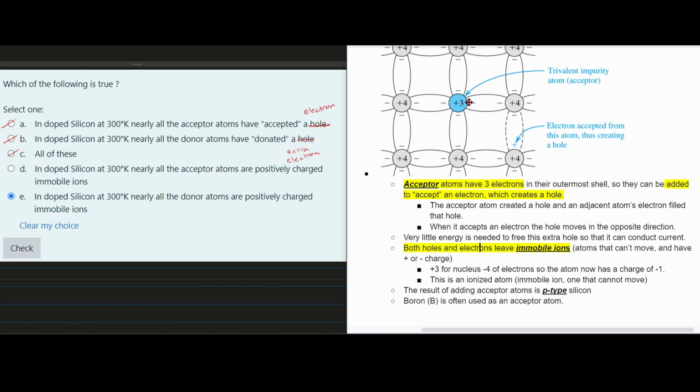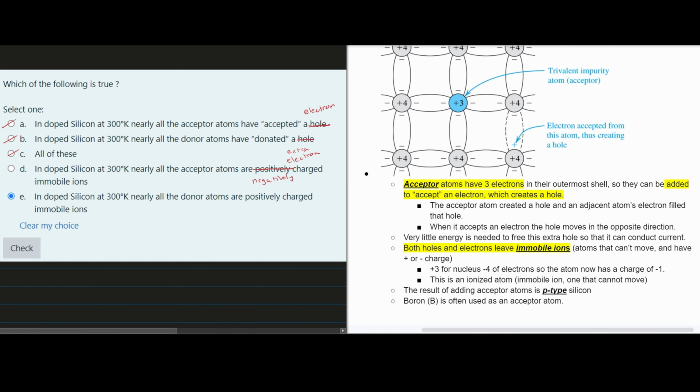Well, we have our plus 3 here, right? And so if we have our plus 3 and we have minus minus minus minus around it, we're going to get a minus 1. Plus 3 for the nucleus, negative 4 for the electrons, so the atom now has a charge of minus 1. So nearly all the acceptor atoms are actually negatively charged.